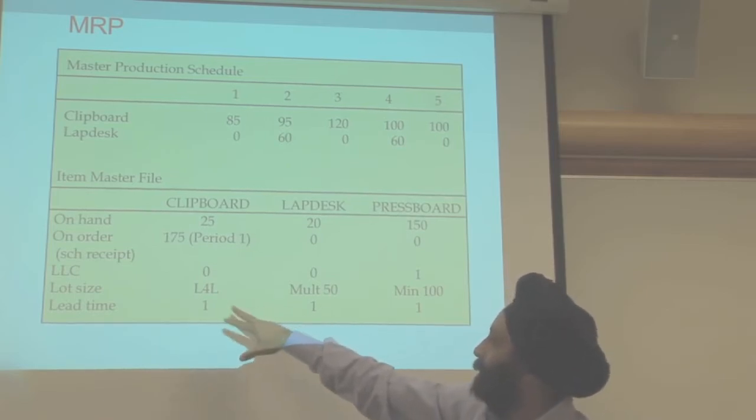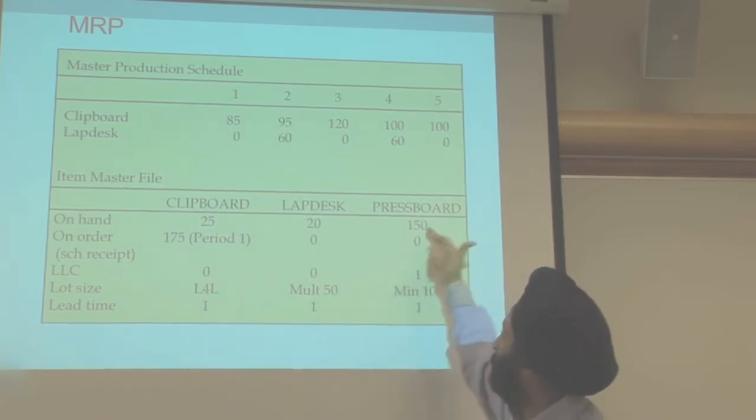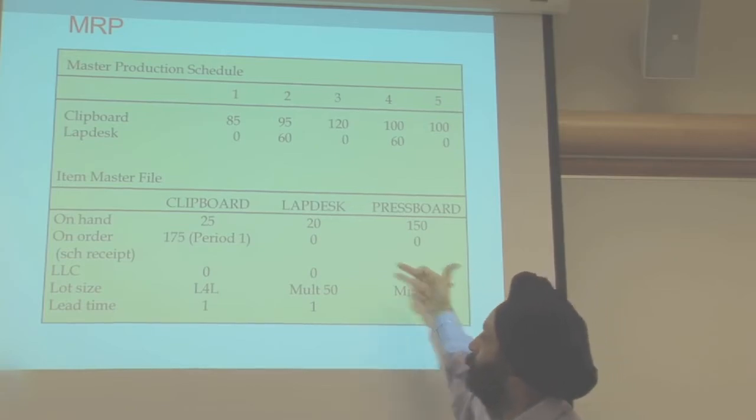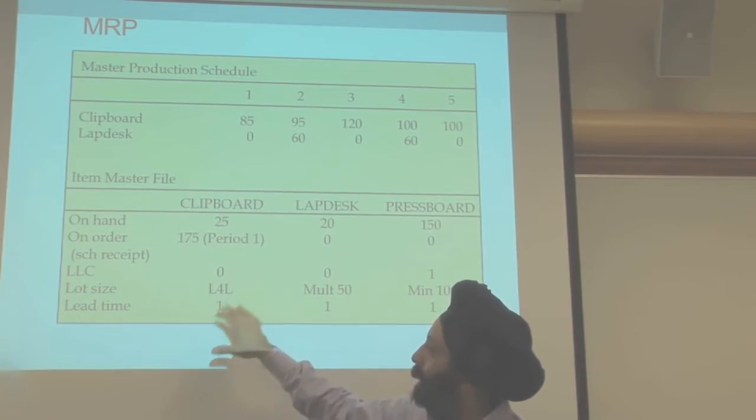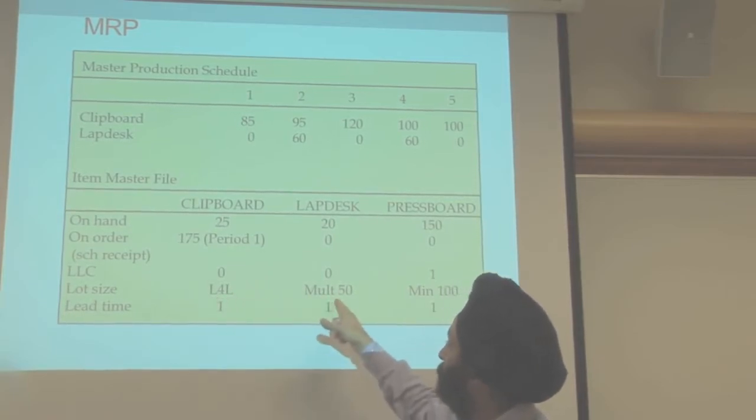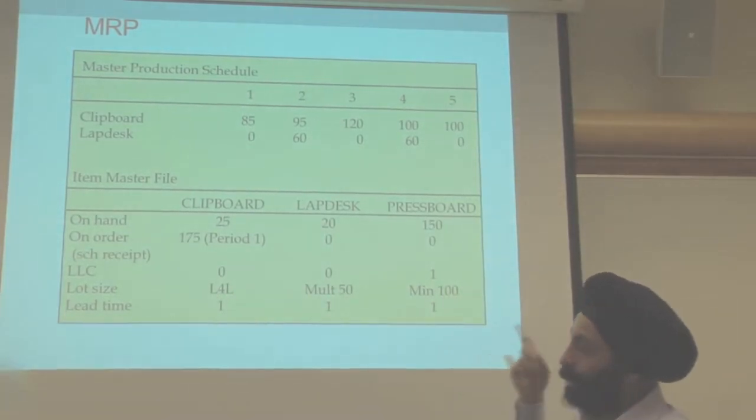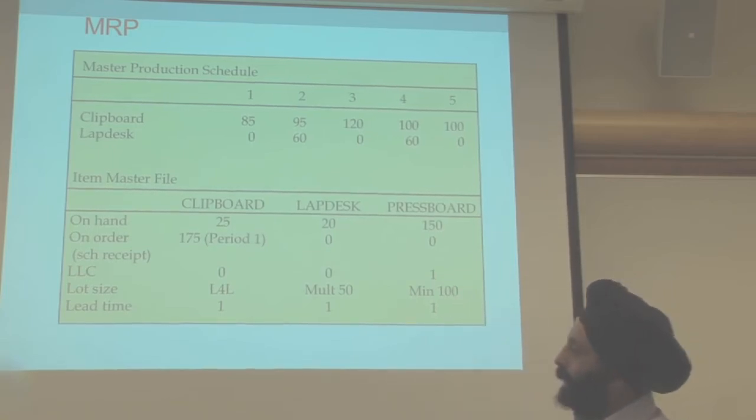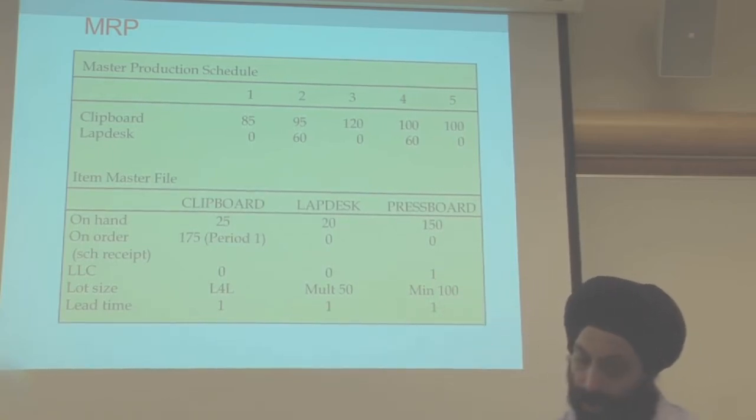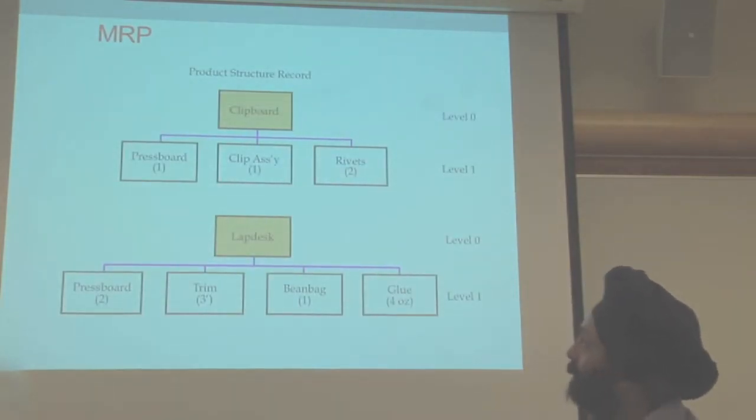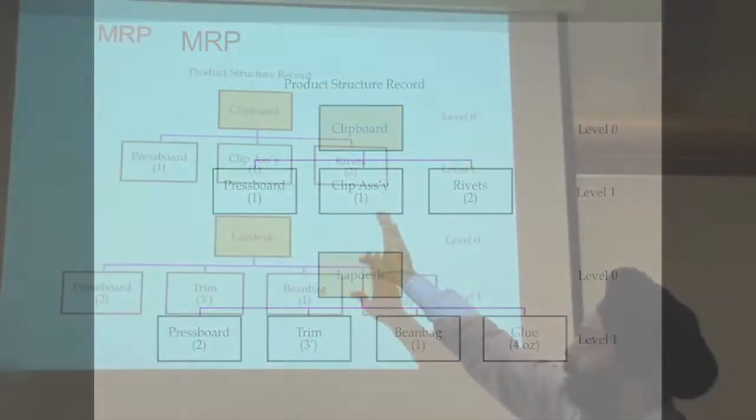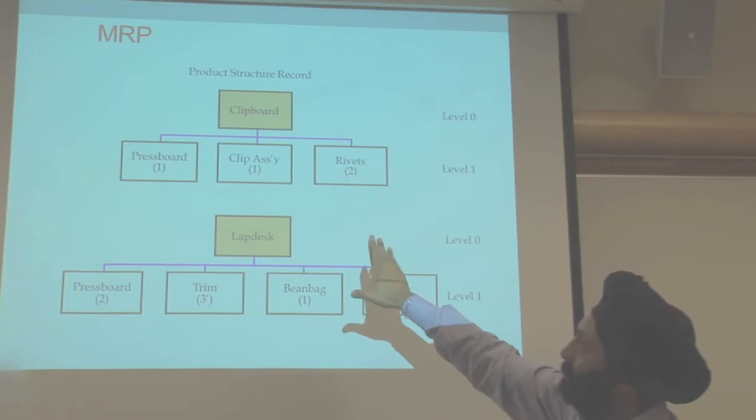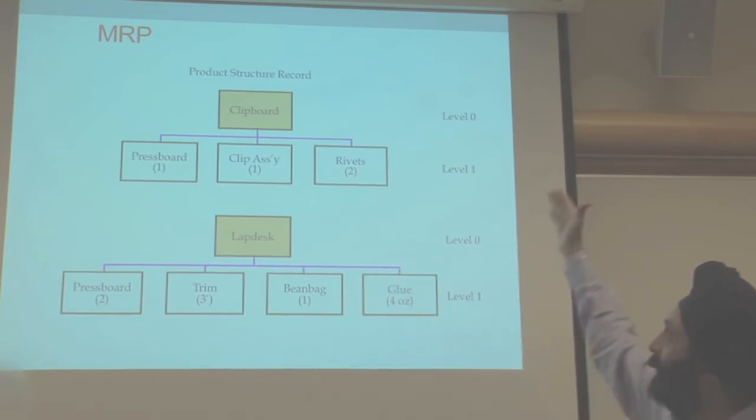Lower level coding, these are the finished good items, whereas press board is a level 1 item which goes into manufacture of the clipboard. And lot size is basically lot for lot, multiples of 50, and the minimum quantity that has to be purchased is 100. Lead time in each case is 1 period. So in this particular case, you can see the product structure record is: clipboard requires 1 press board, 1 clip assembly, and 2 rivets. So that's level 0 and level 1.